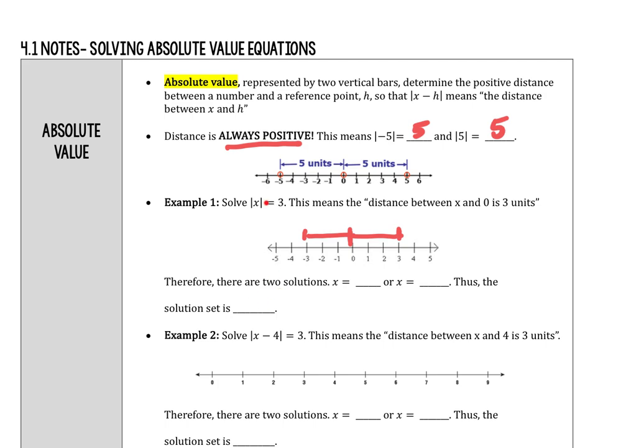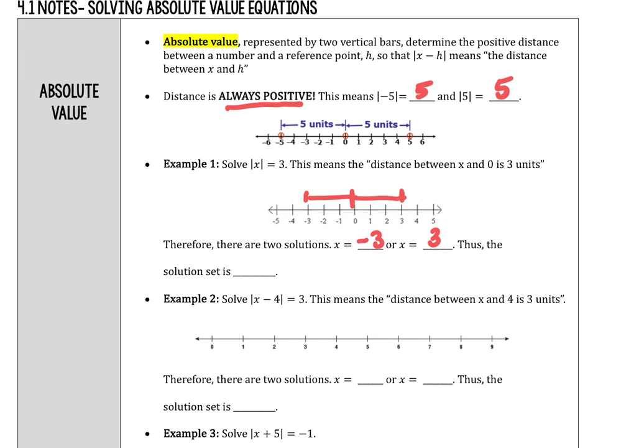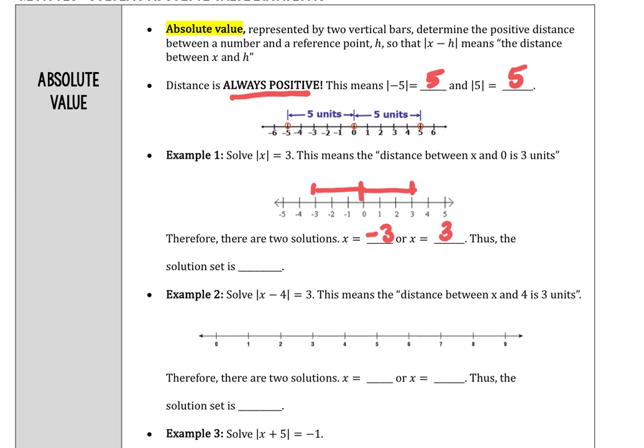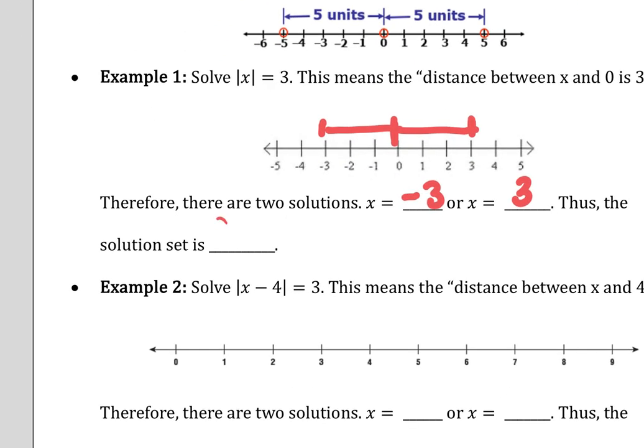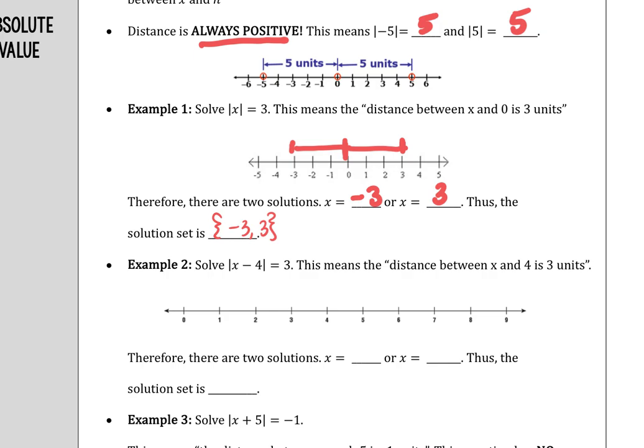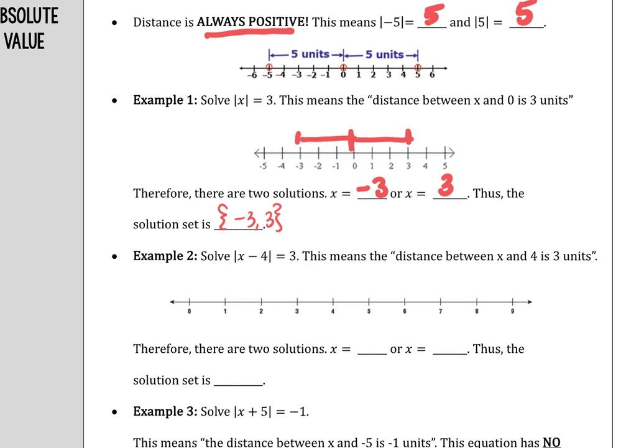So therefore, we have two solutions because there's two values that could be plugged into these absolute value bars. That is both x equals negative 3 and x equals positive 3, because both negative 3 and positive 3 are 3 units away from 0. So our solution to this equation, since it has two solutions for x, we're going to write this as a solution set, and we're going to use our little curly brackets, and we will put these in order from least to greatest, negative 3, positive 3, and then end with those curly brackets again. Since it's a set, I'm sorry.